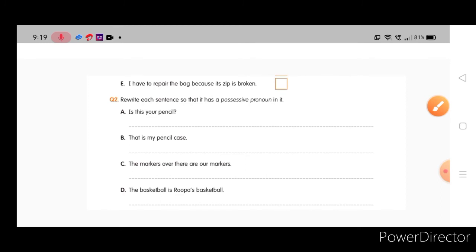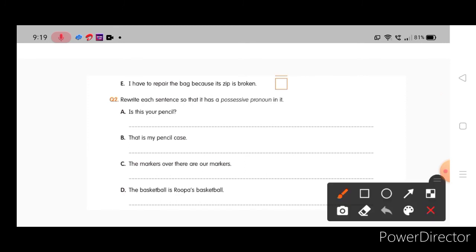That is, rewrite each sentence so that it has a possessive pronoun in it. One sentence is given, and in this sentence you have to change the pronouns into possessive pronouns. Before you do that task, first of all you have to find out what the pronouns in these sentences are. So if you take the first, A1, is this your pencil? What is the pronoun we are having here? Your is the pronoun. Now this same sentence you have to change, this pronoun into a possessive pronoun.